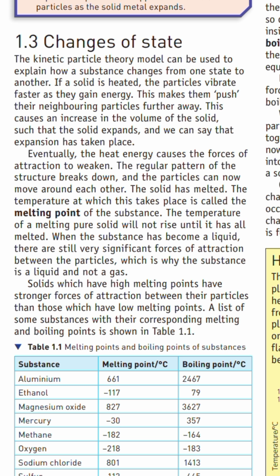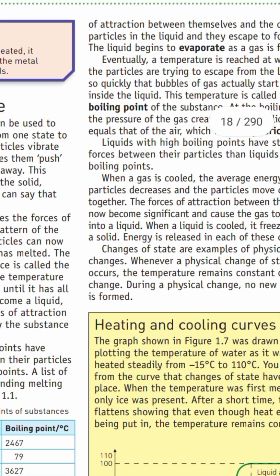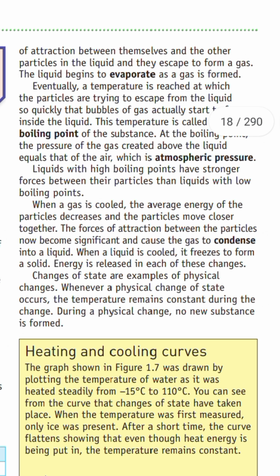When a liquid is heated, its particles gain energy and move faster. Some particles at the surface gain enough energy to overcome the forces holding them in the liquid and escape into the air. This is known as evaporation. As heating continues, the liquid reaches a temperature where bubbles of gas start forming within the liquid. This temperature is called the boiling point. For water, the boiling point is 100 degrees Celsius.